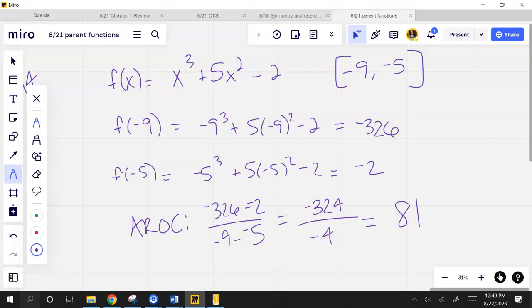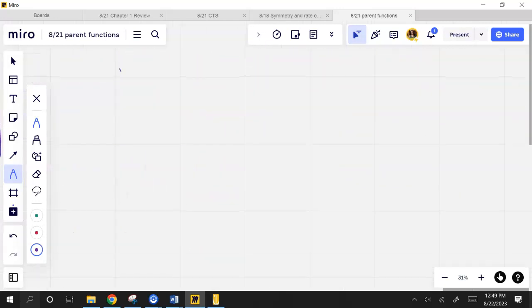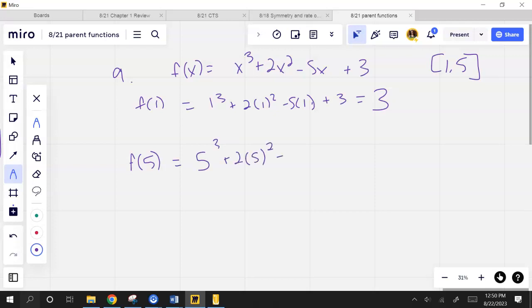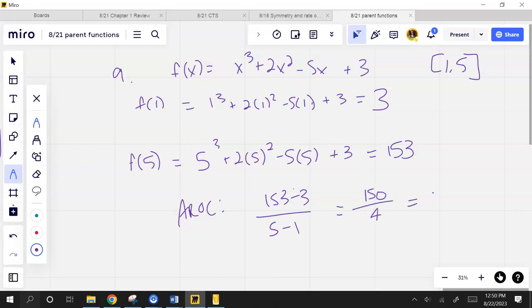All right, number 9. X cubed plus 2x squared minus 5x plus 3 on the interval 1, 5. I'll do f of 1 first, and then f of 5. 1 cubed plus 2 times 1 squared minus 5 times 1 plus 3. That's 1. This one will be 5 cubed plus 2 times 5 squared. 125 plus 50 is 175 minus 25. 153. So my average rate of change here would be 153 minus 3 over 5 minus 1, which would be 150 over 4.